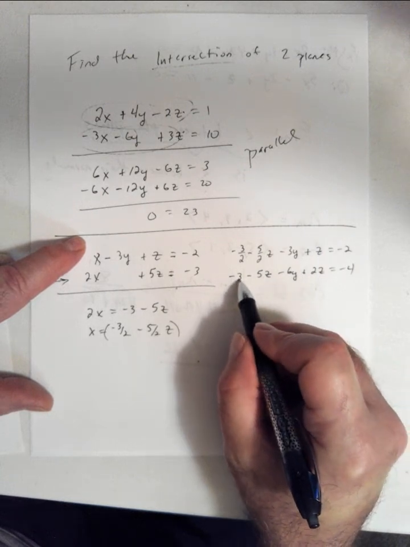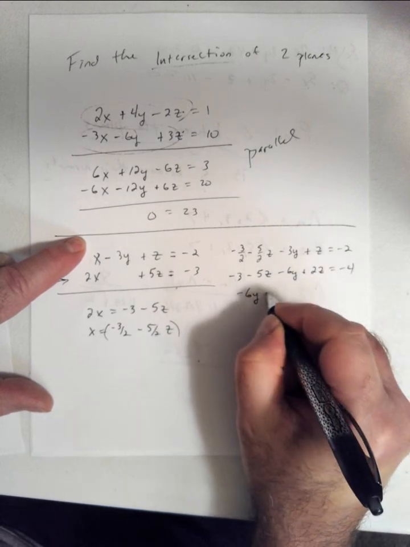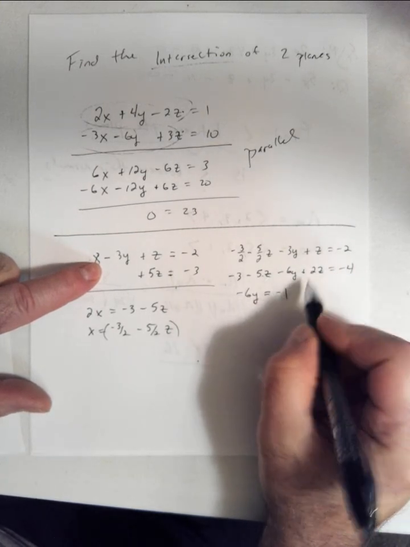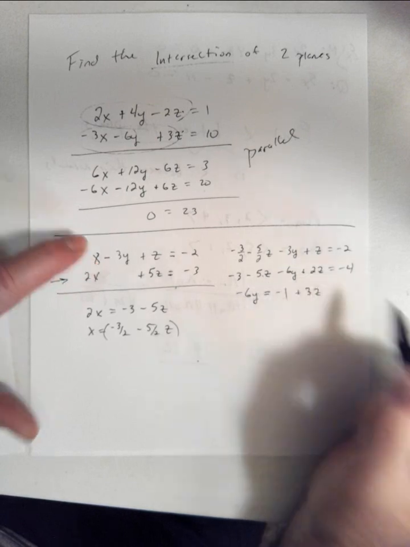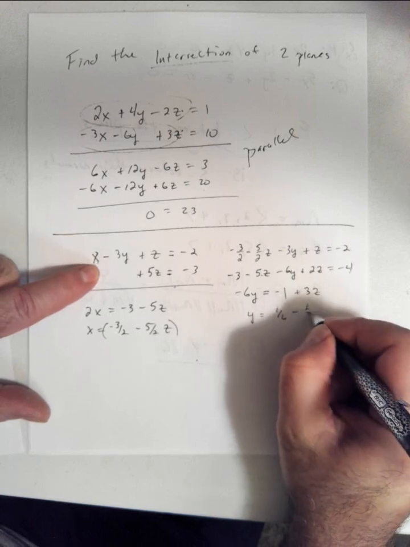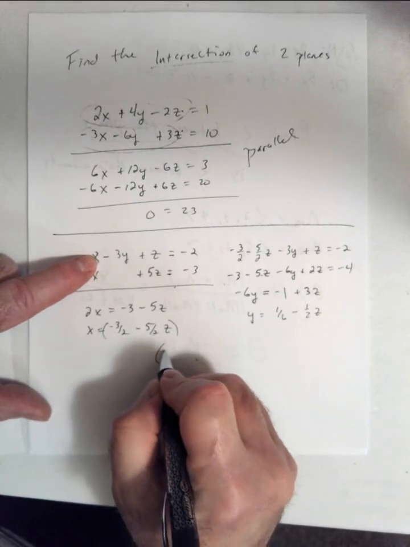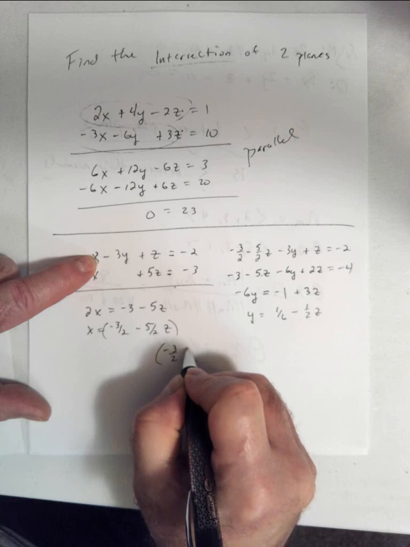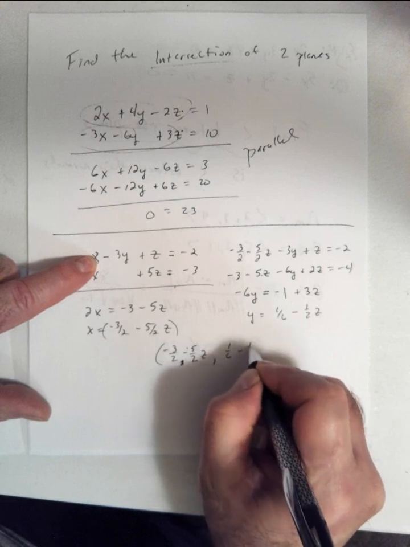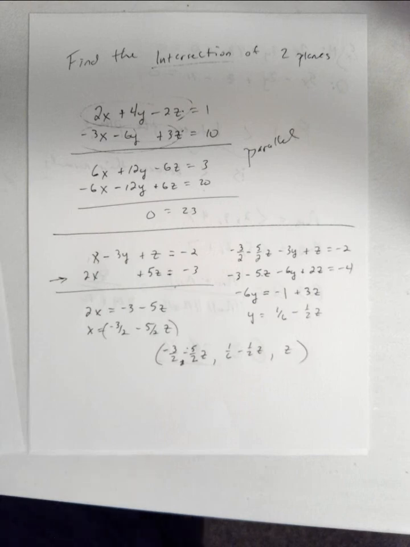So let's see, I'm going to take this to the other side, and I have negative 6y equals, so this becomes a negative 1, and this is negative, so plus 3z. So y is equal to 1/6 minus 1/2 z. So back in chapter 7 we would have said, okay, negative 3/2 minus 5/2 z, 1/6 minus 1/2 z, and z, and then we'd be done. But now we wish to put this into parametric form.